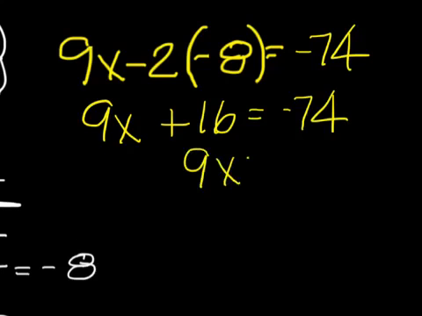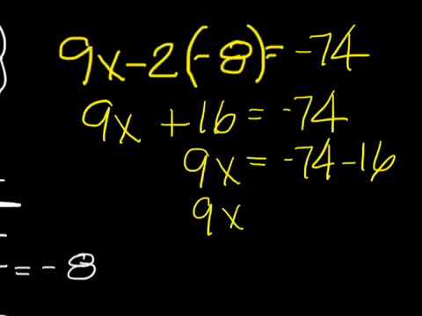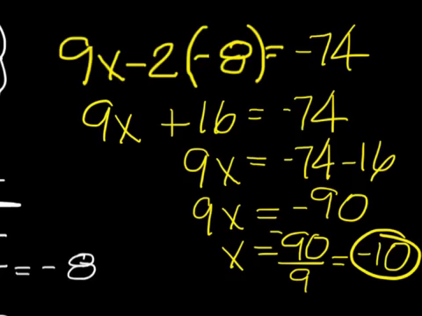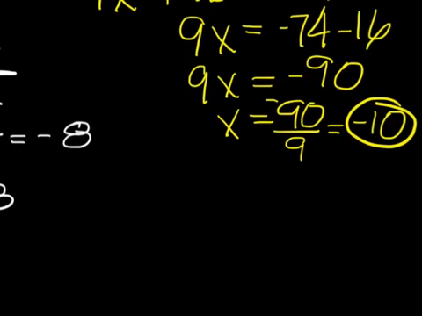So move that 16 to the right and make it minus 16. So negative 74 minus 16 is a negative 90. And divide the negative 90 by 9 to get an answer of negative 10 for x. So you would present your final answer as a point. x is negative 10 and y is negative 8.